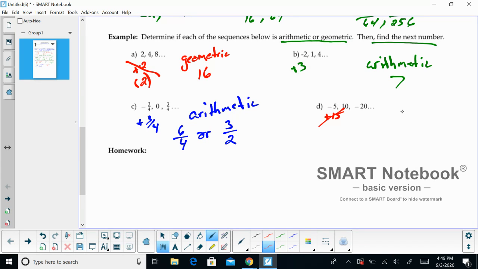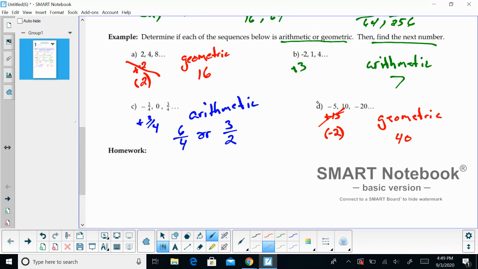Let's talk about what I can multiply. -5 times what would get me 10? -2. And -2 times 10 is -20. This is geometric. And the next number would be +40.